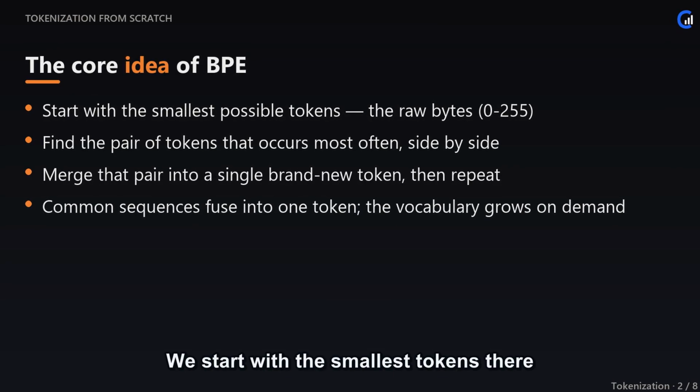Here's the whole idea in 4 lines. We start with the smallest tokens. These are the raw bytes. We scan for the pair of neighboring tokens that appears most often. We fuse that pair into one new token, give it a fresh ID, and repeat. Do that enough times and frequent chunks like low and lower become single tokens, while rare text still survives as its byte pieces. That's it, counting and merging.